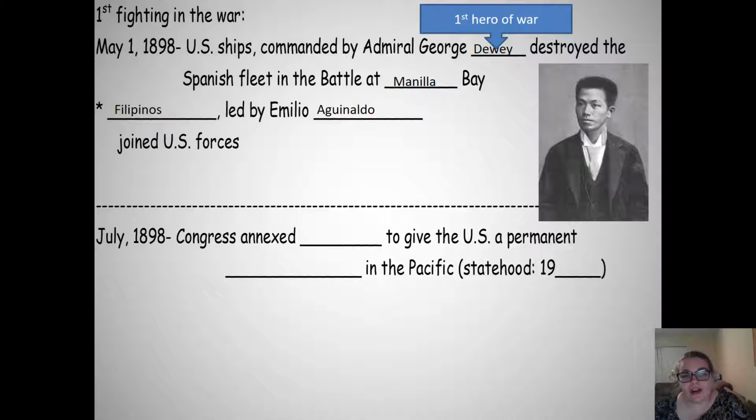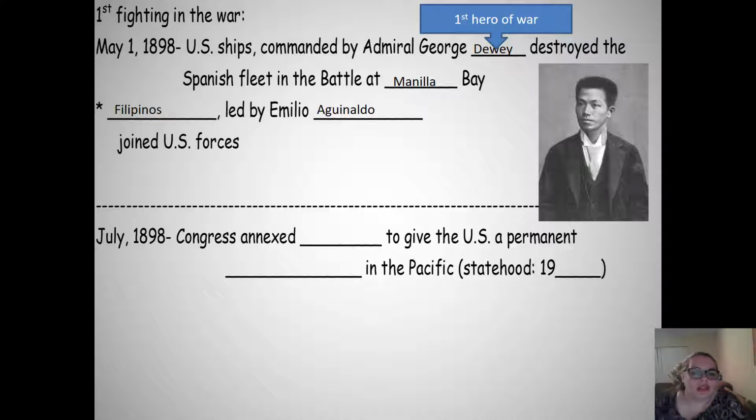Now, the Filipinos are going to help. Okay. They're led by this kid. Well, he's not a kid. He's in his 20s, but he's led by this guy, Emilio Aguinaldo, who had already been fighting off the Spanish. So keep this in the back of your mind. Okay. The Filipinos were already fighting the Spanish. They were already in the middle of a war for independence. And then the United States shows up and says, we're here to help fight off the Spanish.